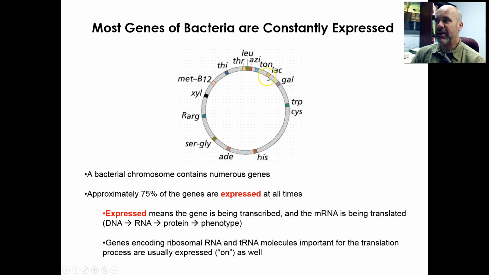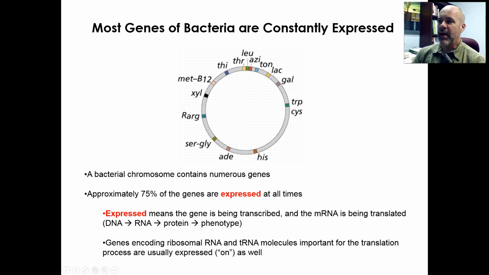Lac right here, that little yellow area, indicates a stretch of DNA that contains a gene or genes involved in the use of lactose as a nutrient. We've talked about that before. Some bacteria can ferment lactose and some cannot. So if you are going to be able to use lactose as a nutrient, you better have the genes on your DNA that code for the proteins that allow that to happen.